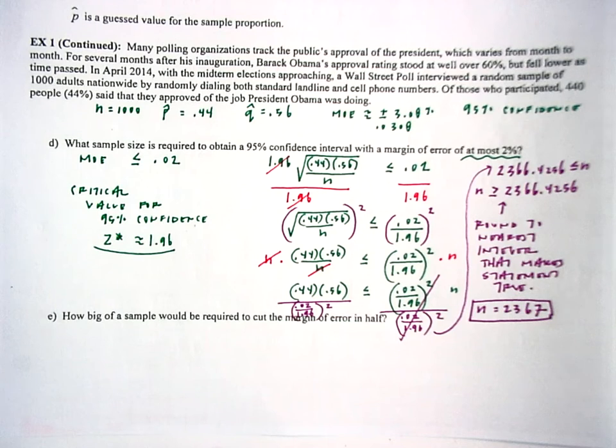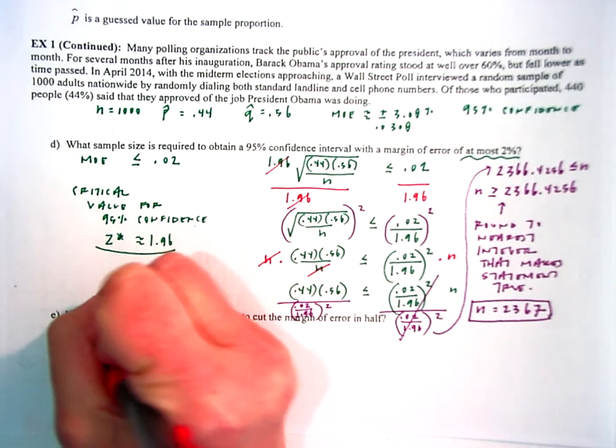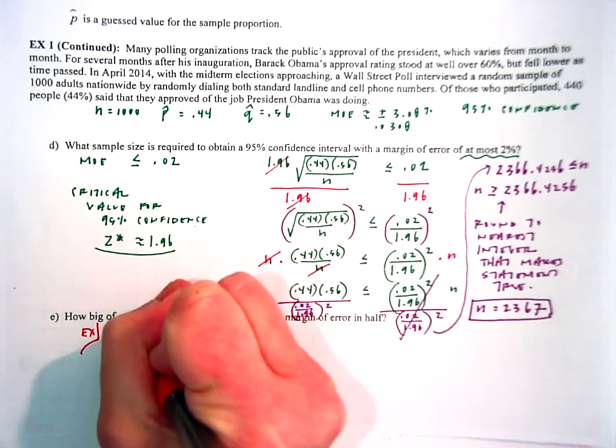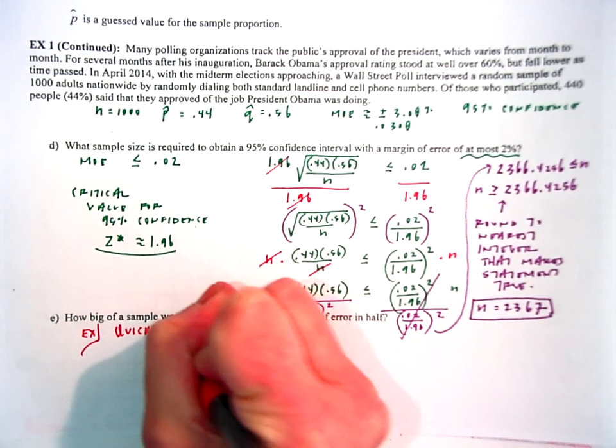Okay, and then lastly, E. How big of a sample would be required to cut the margin of error in half? So here I'm just going to revisit that quick method that we did before. So with my quick method, let me just remind you, because the concept really does carry over.